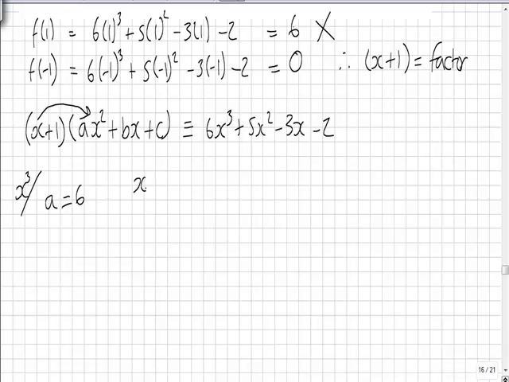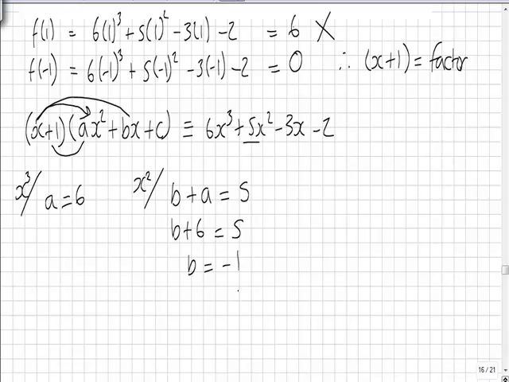Looking at our x squared terms, on the left hand side the only way we can generate x squared terms is by x multiplying bx, which gives us bx squared, and 1 multiplied by ax squared gives us 1a or ax squared. So we know that b plus a must in fact equal 5, the only x squared term on the right hand side. We know a is 6, so b plus 6 is equal to 5, so b must equal minus 1.